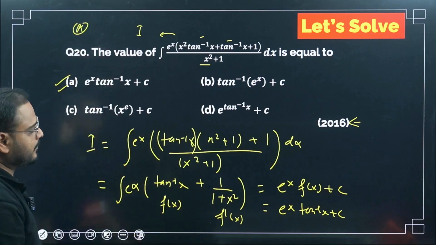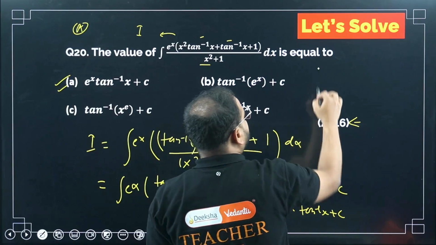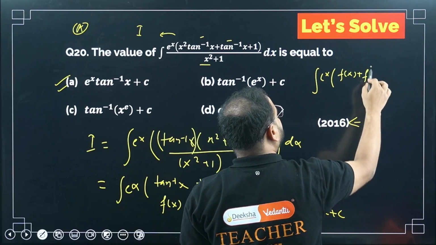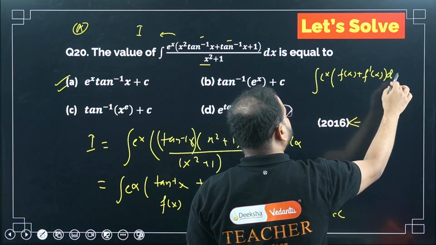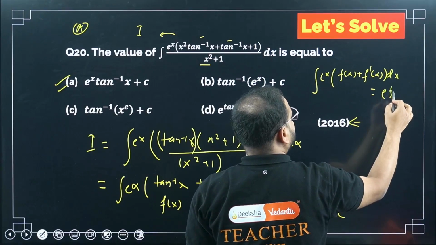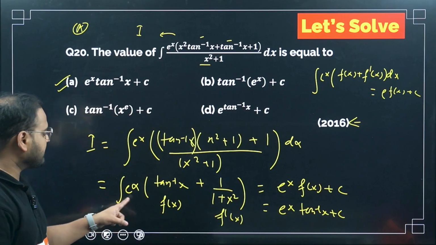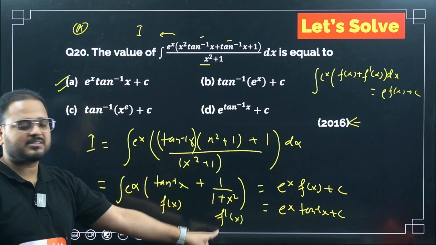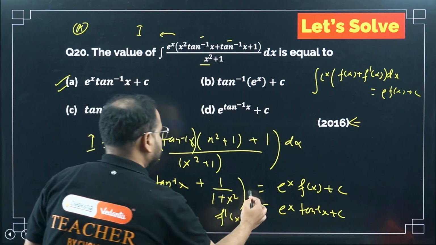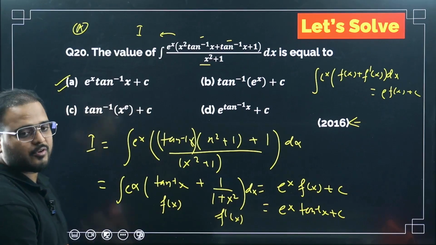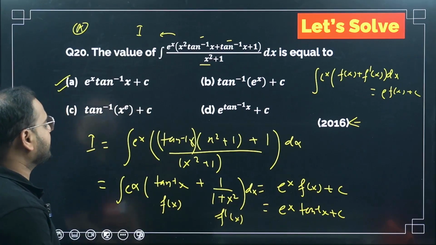Which property? If you remember this, integration of e power x times (f(x) plus f dash of x) with dx is equal to simply what? e power x f(x) plus c. Same property. e power x times (f(x) plus f dash of x) dx. I have e power x f(x), so e power x tan inverse of x. My answer is e power x tan inverse of x, my final answer.